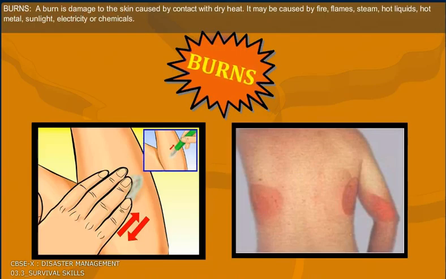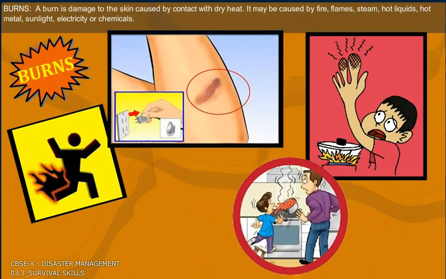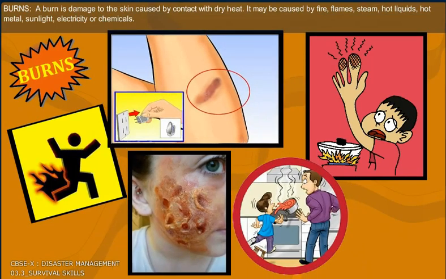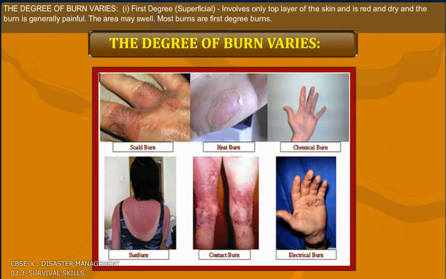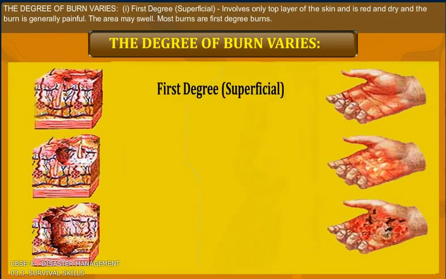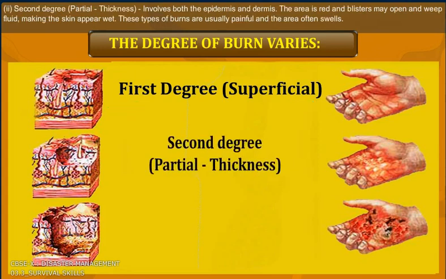Burns. A burn is damage to the skin caused by contact with dry heat. It may be caused by fire, flames, steam, hot liquids, hot metal, sunlight, electricity, or chemicals. The degree of burns varies. First degree, superficial, involves only top layers of the skin and is red and dry, and the burn is generally painful. The area may swell. Most burns are first degree burns.